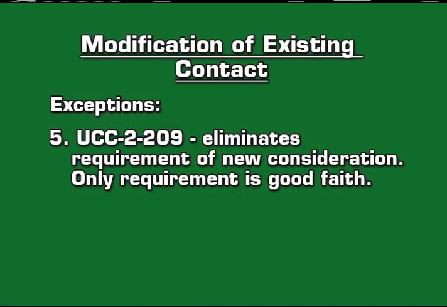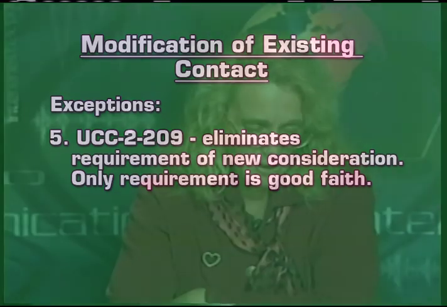Well, the Uniform Commercial Code at 2-209 eliminates the requirement for new consideration. The only requirement the UCC imposes is that of good faith. So if the contract is for the sale of goods, then if there is an attempted modification on that contract, no new consideration is needed, only good faith. Let's take a look at the bargain aspect of consideration.